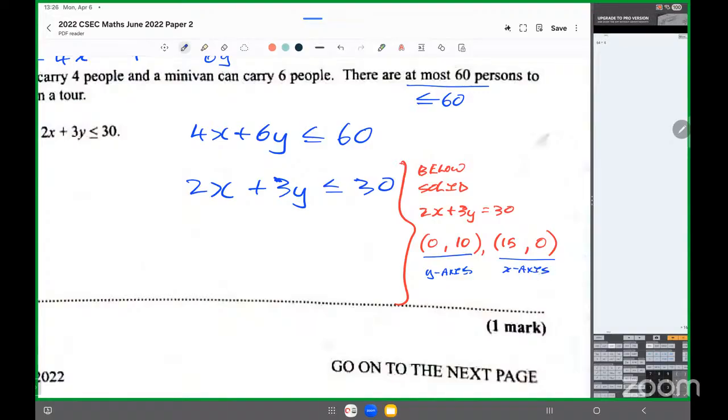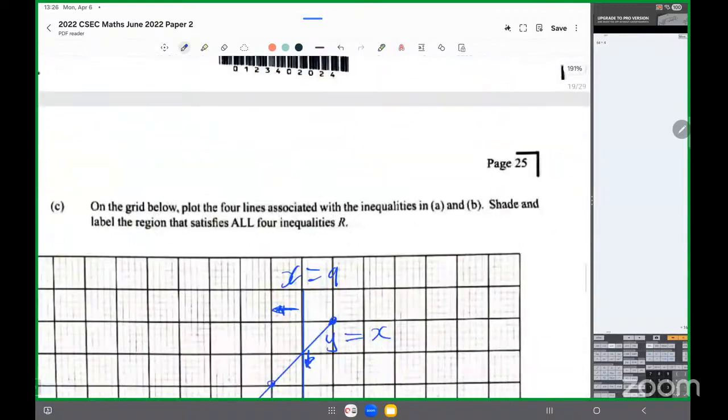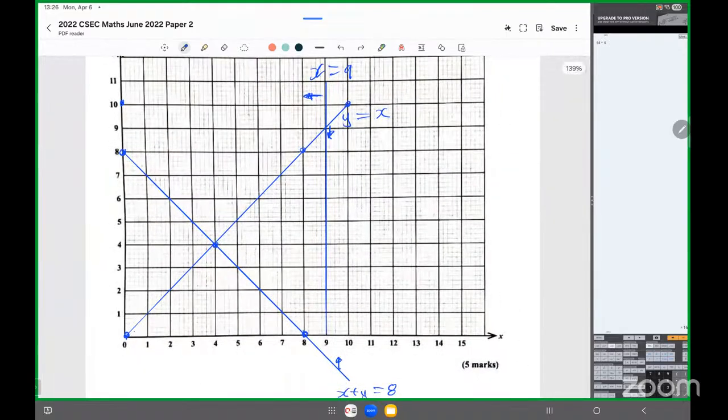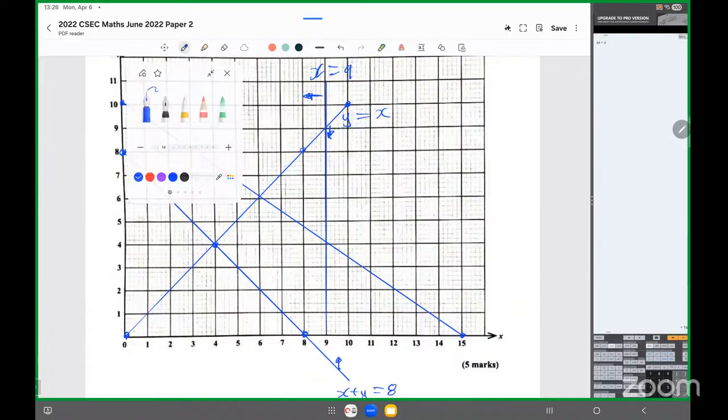So 10 on the y-axis, 15 on the x-axis. So it's 10 on the y-axis up here, 15 on the x-axis out here. I'm going to draw a straight line through those 2 points with this device, right? So starting at this point, I'm going to come right through here. That is it.